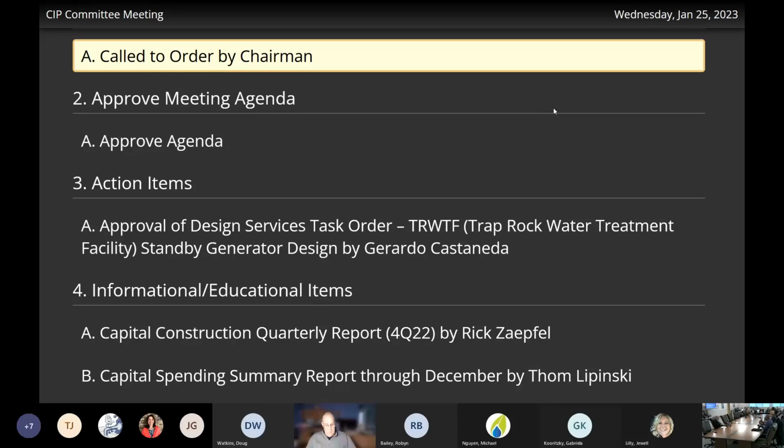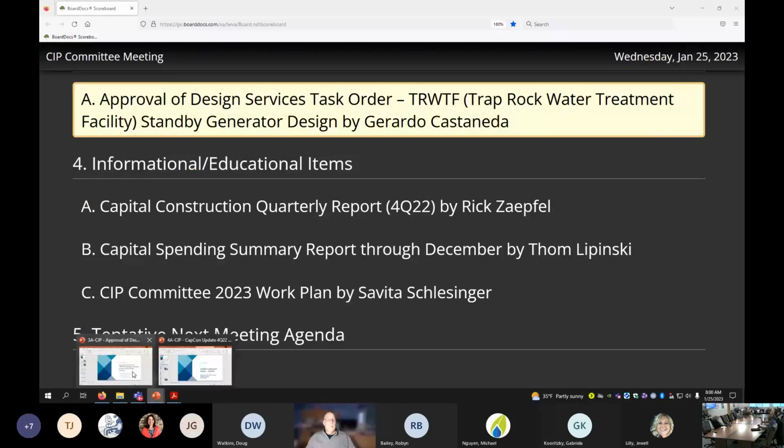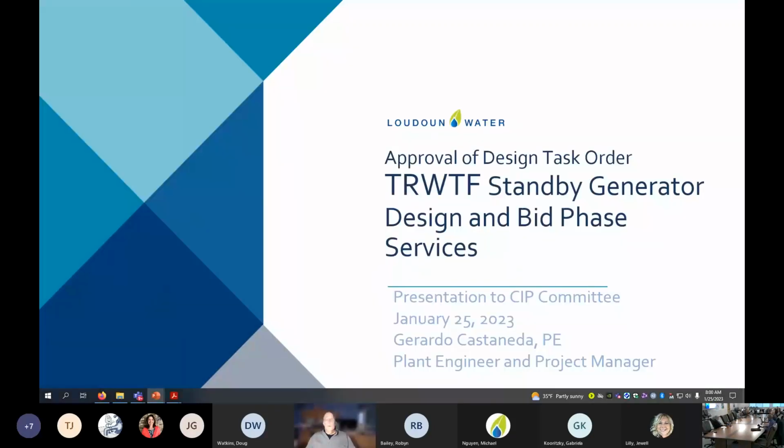Looks like we have one action item. Approval of a design task order for Trap Rock standby generator design. Let's hear it. Unless I'm skipping something.